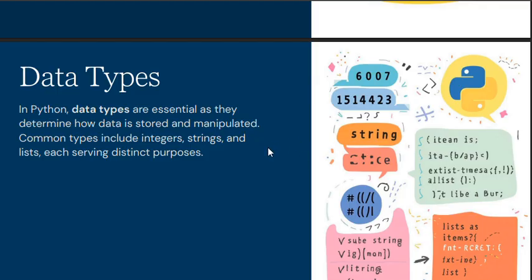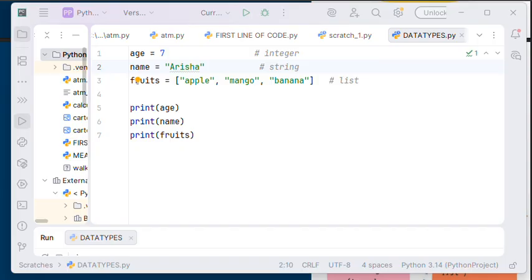So think of data types like containers in your kitchen. Int, a jar for counting items like 7 apples. String, a label on a jar with a name like sugar. And list, a basket holding multiple fruits. Each container type helps you organize things efficiently.